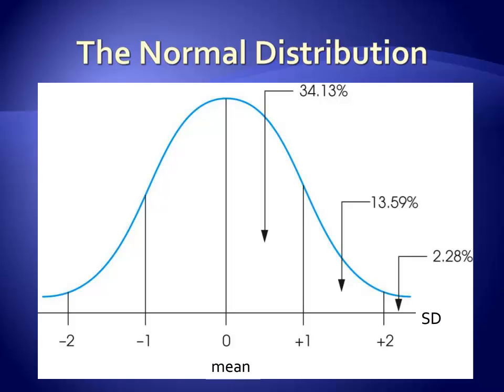Many statisticians rely heavily on the normal distribution because it can be a useful tool for making predictions. This is because when a distribution is normal, we know that 34.13% of the scores lie above or below one standard deviation of the mean. An additional 13.59% of the scores lie 2 standard deviations above or below the mean, and only 2.28% of the scores lie outside that range.